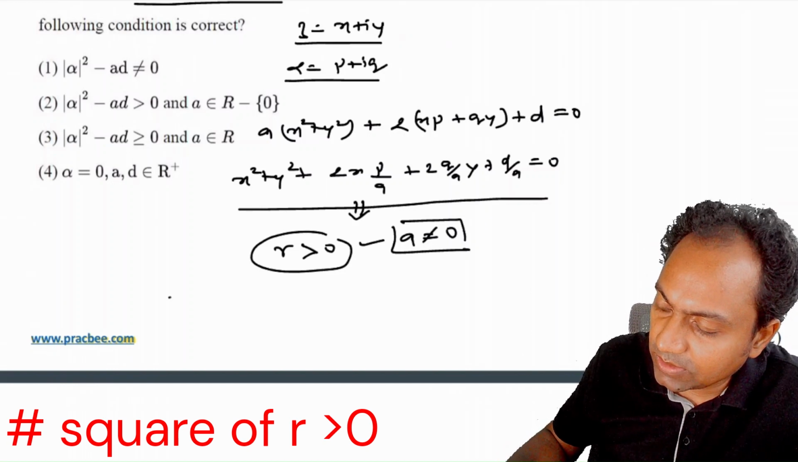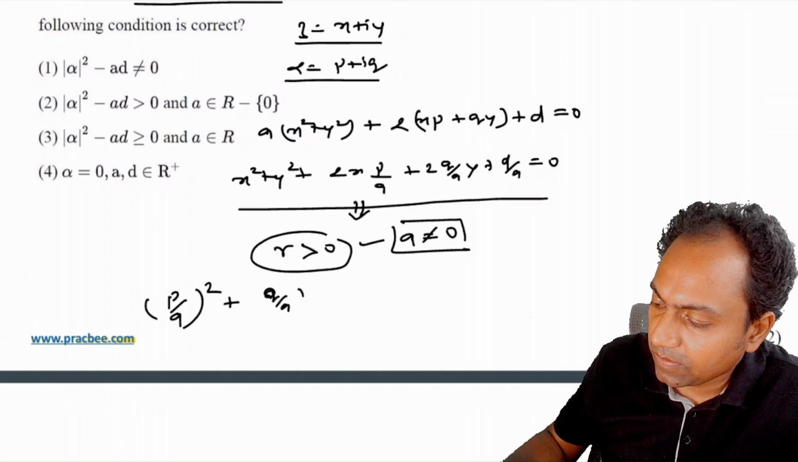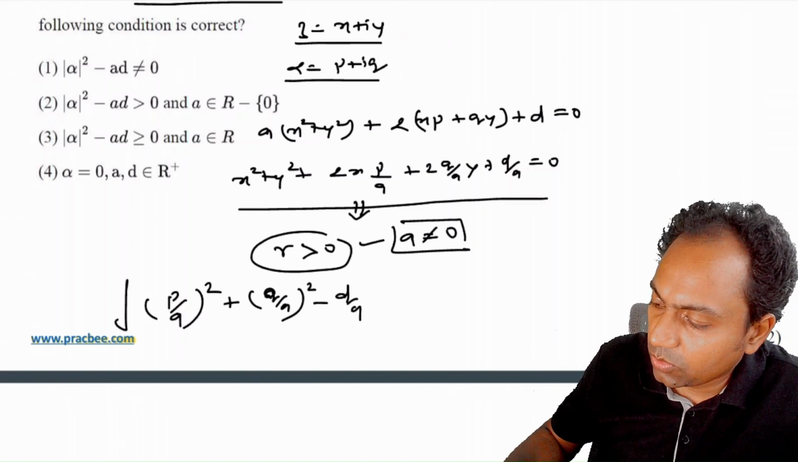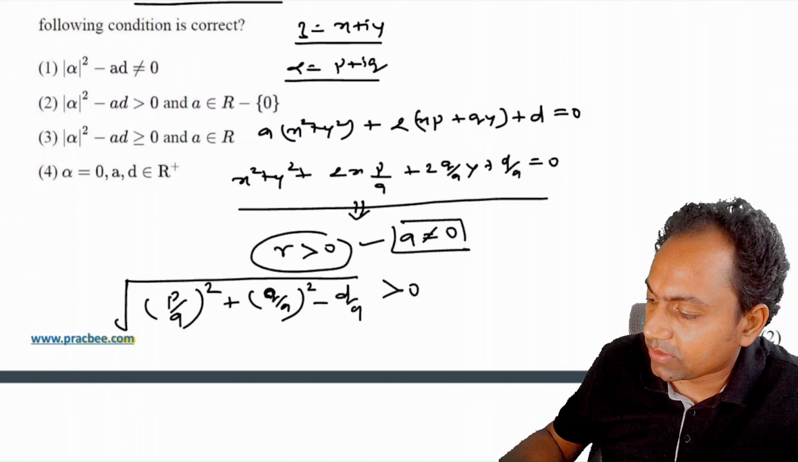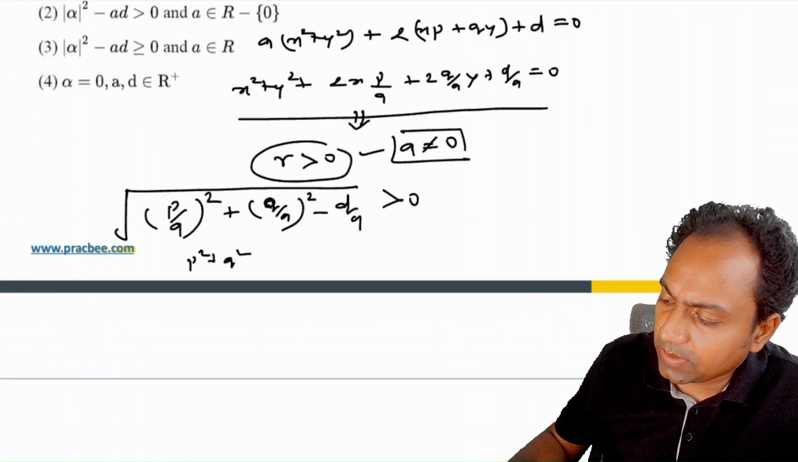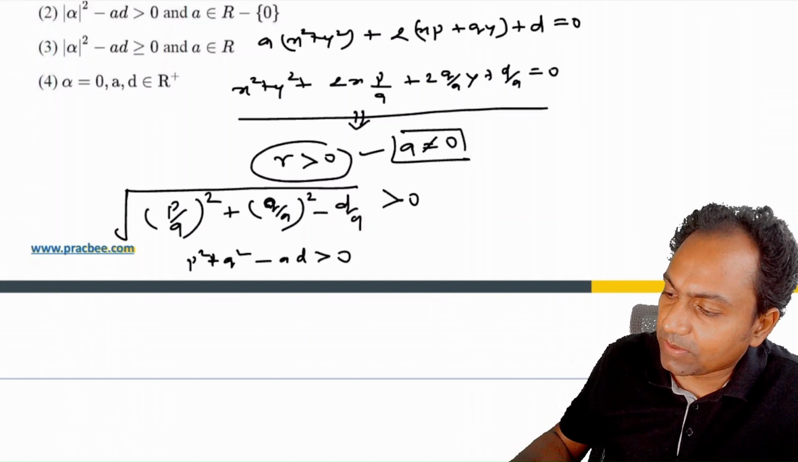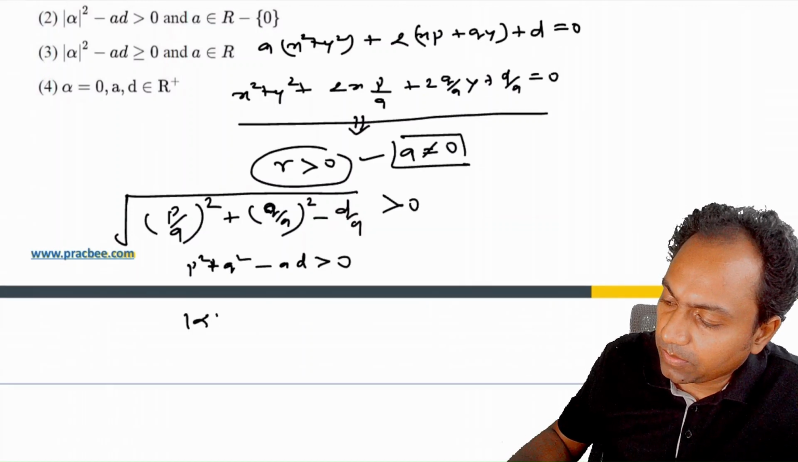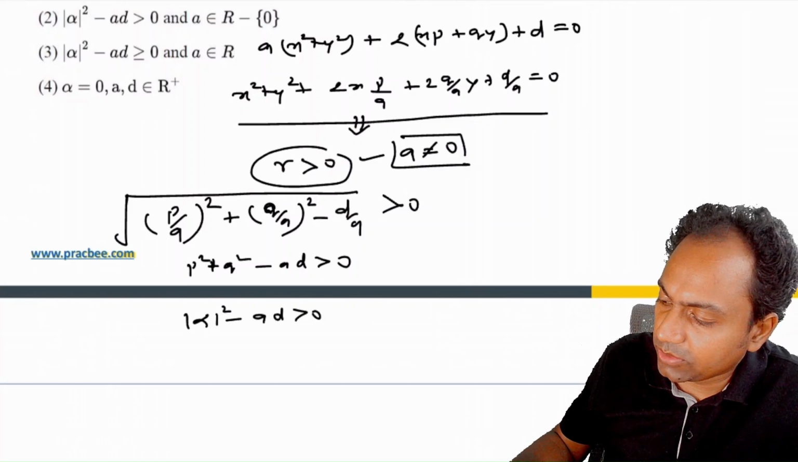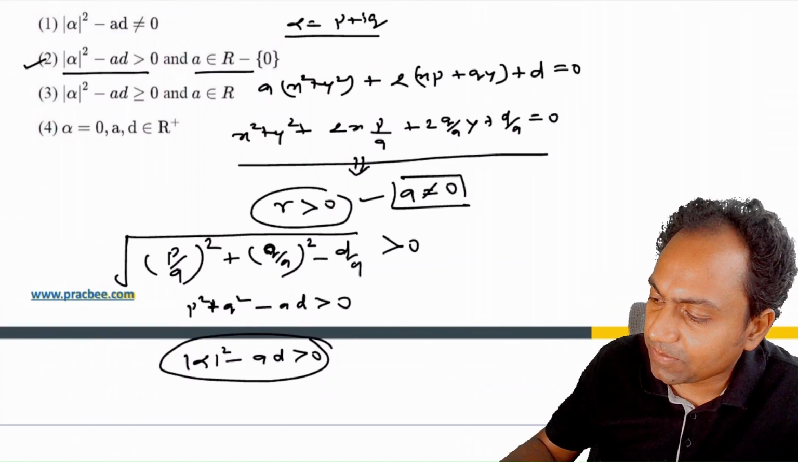So this becomes nothing but g square plus f square minus c. Root of this is nothing but the radius. This needs to be greater than 0. And if I put this, what I get is p square plus q square minus ad needs to be greater than 0. Now p square plus q square is nothing but mod of alpha whole square, into a times d, needs to be greater than 0. So now if you look into the options, your second option matches perfectly.